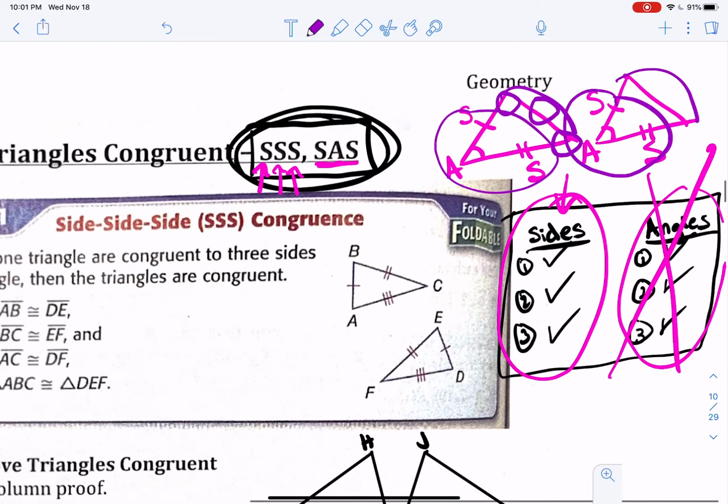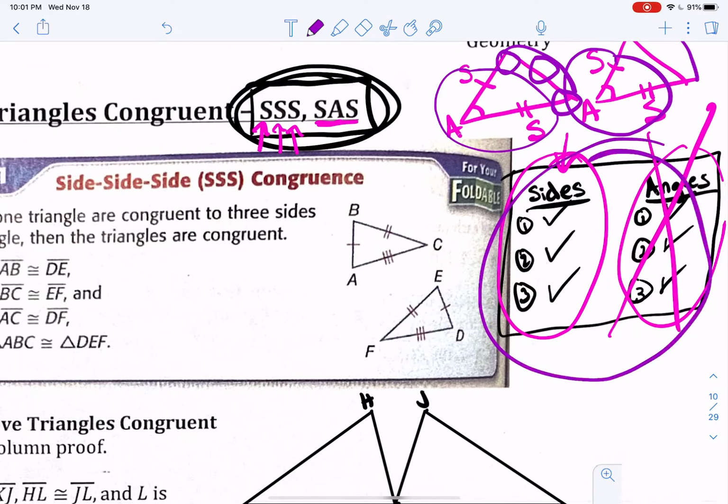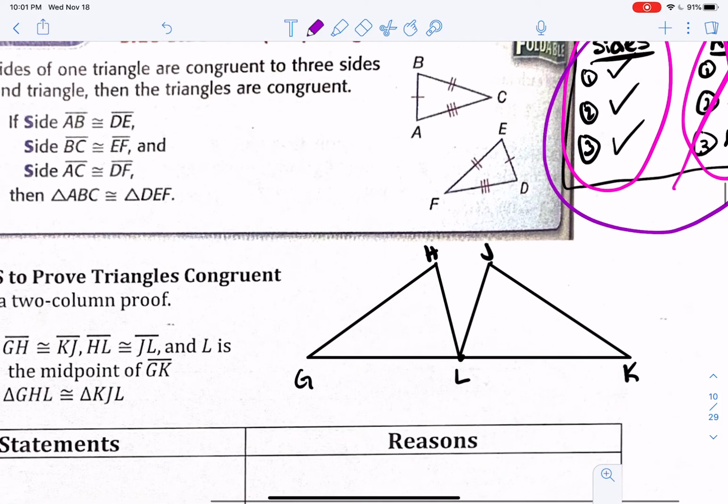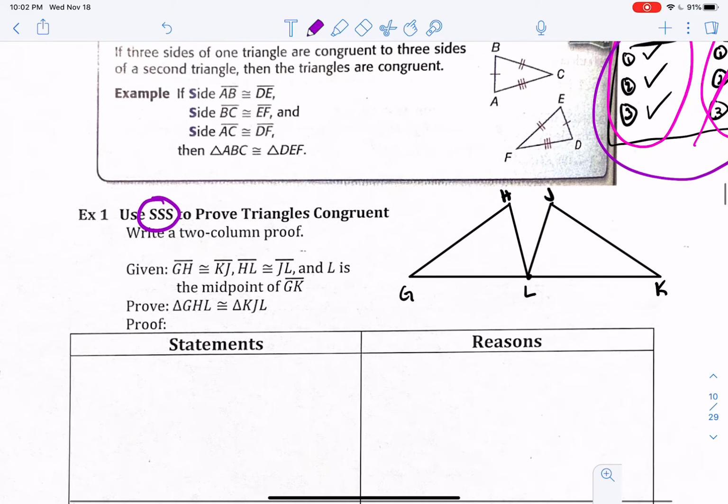So, side, side, side versus side angle side. It's basically knocking 6 things down into only 3 things that we have to prove. So this first one here is my proof. Use side, side, side to prove the triangles are congruent. What we're trying to get is all 3 sides matching each other.